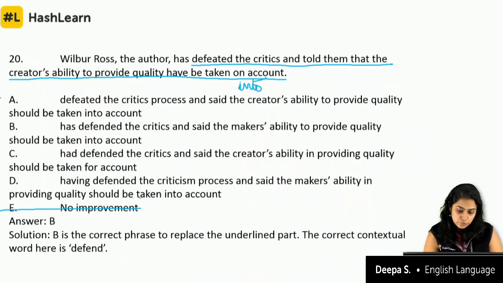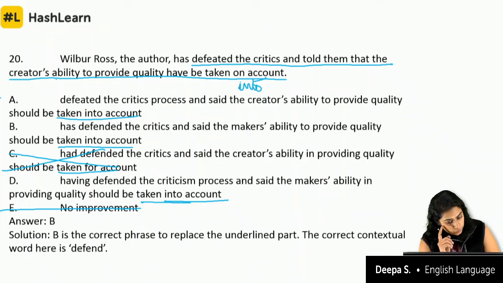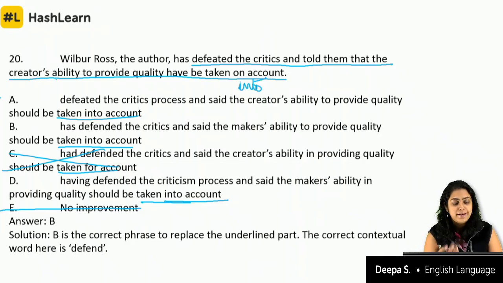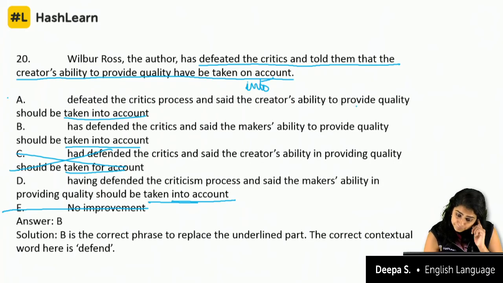Improvement, of course, first and foremost. Taken into account makes sense. Taken for account makes no sense. So C is eliminated, and then taken into account, yes, makes sense. B also has this. Okay. So I've eliminated C and E for sure. Now look at this. The creator's ability to provide quality has to be taken into account because ability is singular. Correct? So look at this. Creator's ability should be taken into account, quite possible.